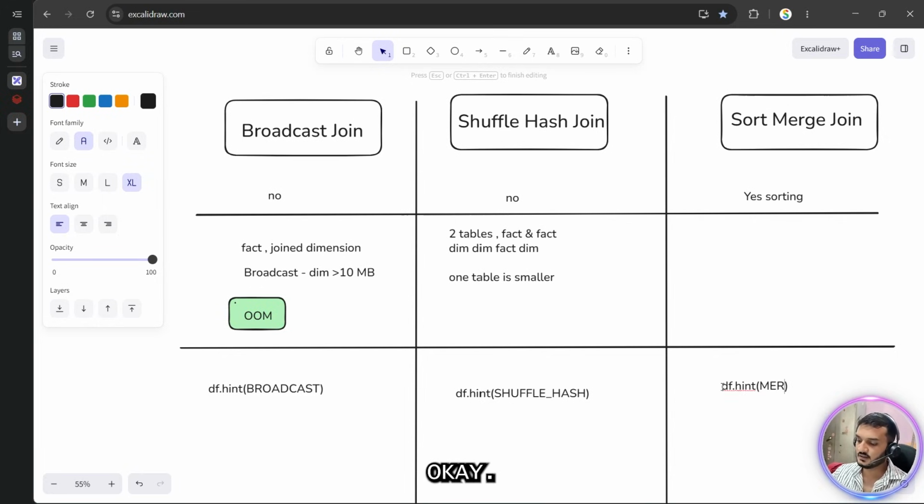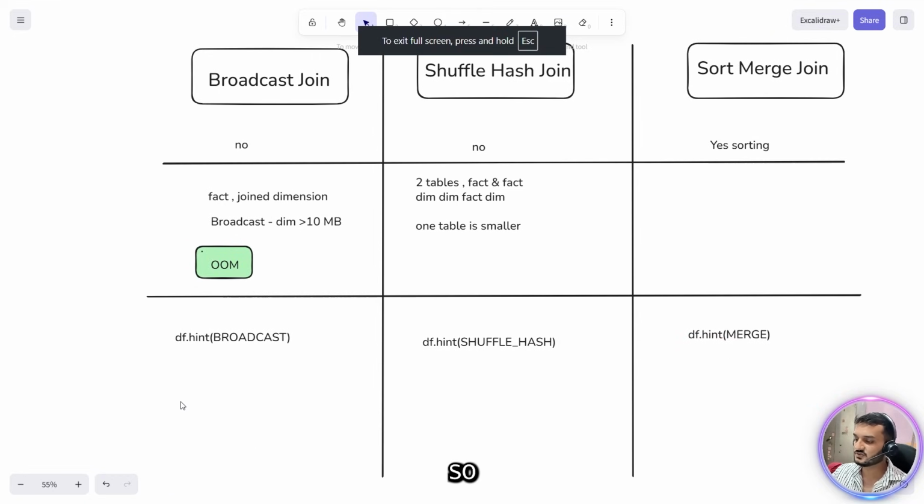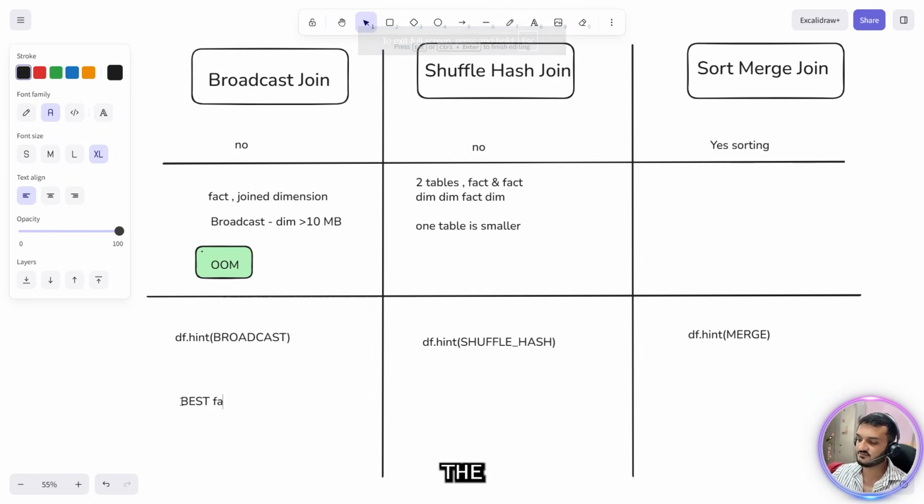Okay. Now coming to the complexity: which one will be the fastest for you and which will be the best thing. So this one is the best, and this is the fastest join. This one is second fastest. There is nothing as third fastest, but best, fastest, second fastest, and this sort merge join is the last one that you can use. So whenever the data has grown very large and you have both tables in big size, go for this type of join.